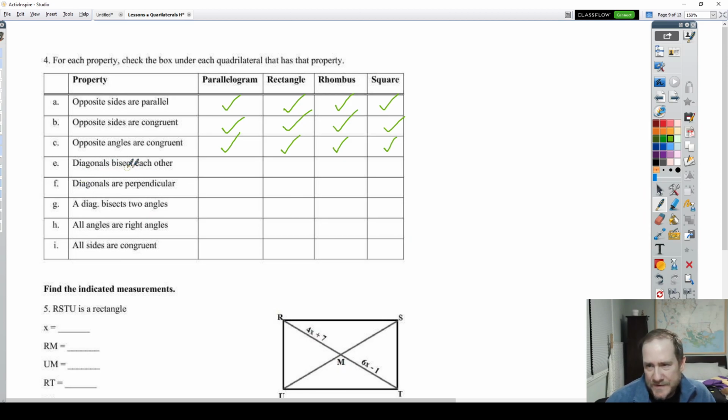The diagonals bisect each other. That's true for parallelograms, so it's true for everybody. Diagonals are perpendicular. That's not true for parallelograms. That's not true for rectangles, but it is true for rhombuses and squares. The diagonals bisect the two angles. Nope. Nope. Yes, yes. All angles are right angles. Nope. Yep. And nope. And yep.